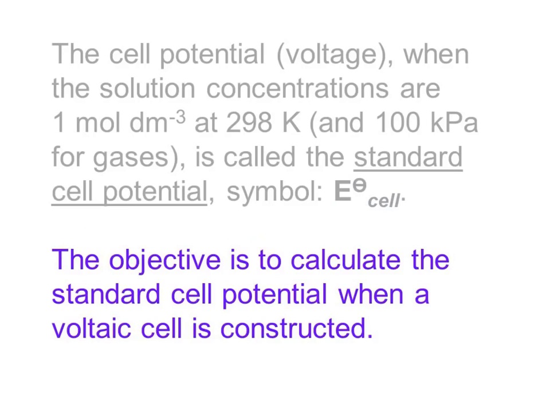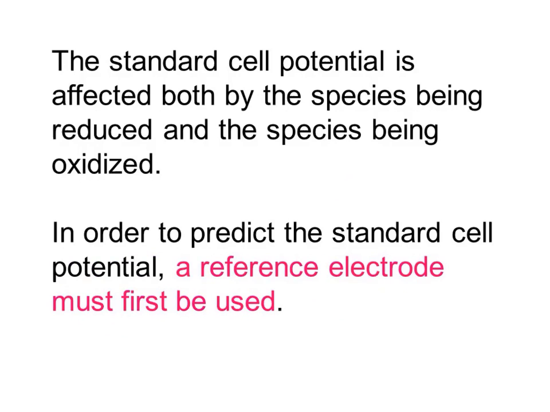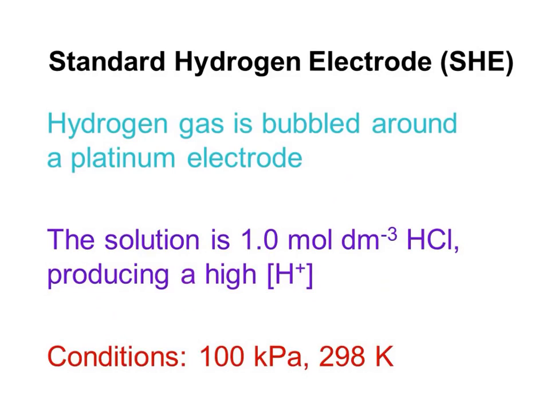The objective is to calculate the standard cell potential when a voltaic cell is constructed. So, can you calculate the voltage produced based on the metals used in the voltaic cell? The voltage produced, so the standard cell potential, is affected by both the species being reduced and the species being oxidized. In order to predict the standard cell potential for a voltaic cell, we have to develop a reference electrode. This reference electrode, or standard electrode, is a standard hydrogen electrode, abbreviated SHE.